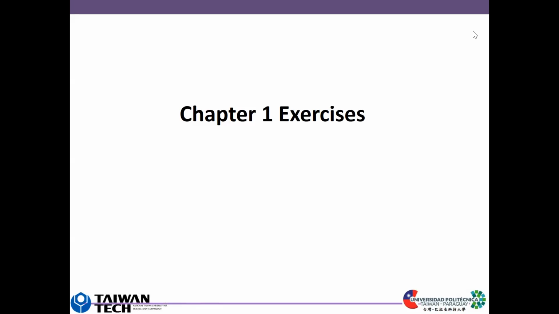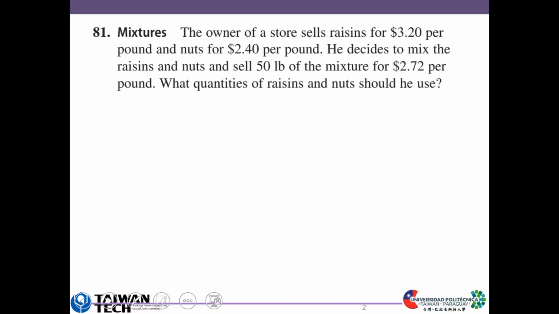So we will start reviewing from chapter 1. I selected a few problems from the textbook, and you can find these problems in the exercises of chapter 1. Okay, the first problem is problem 81. It needs you to develop a model of equations and solve for these variables.